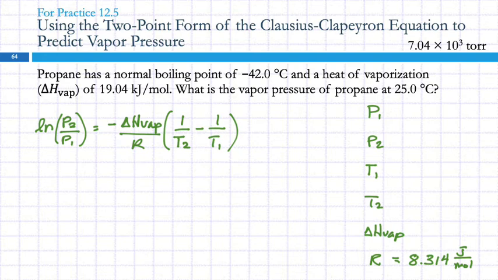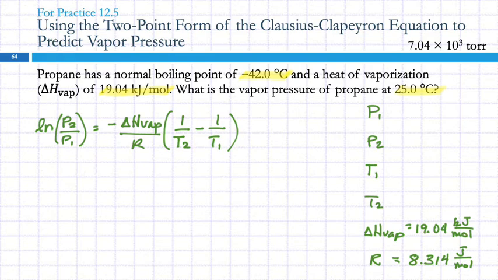So we've got a bunch of numbers up here. We've got this temperature and this and this. So let's identify what those things are. Well, this is our heat of vaporization, 19.04 kilojoules per mole.